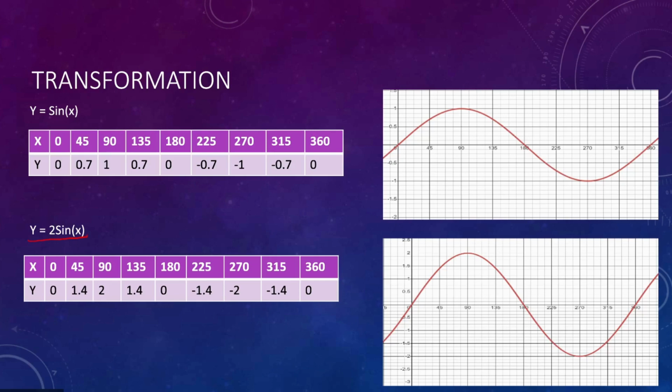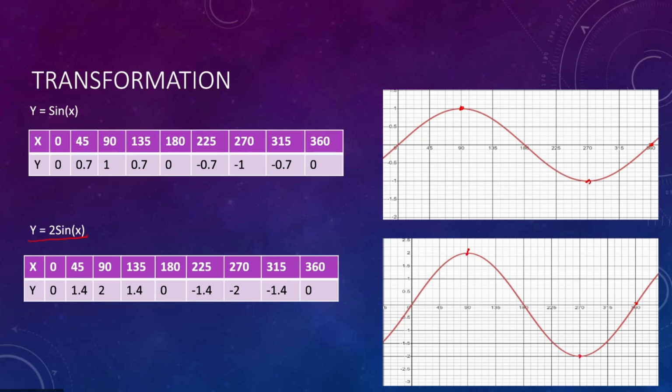So the change that is going to happen is only going to happen in the y value, or in the y direction. For example, as you can see, the graph is still being completed at 360. Both graphs are being completed at 360, but the y values of the first graph are 1 and minus 1, the maximum and minimum, and for the second graph it is 2 and minus 2.